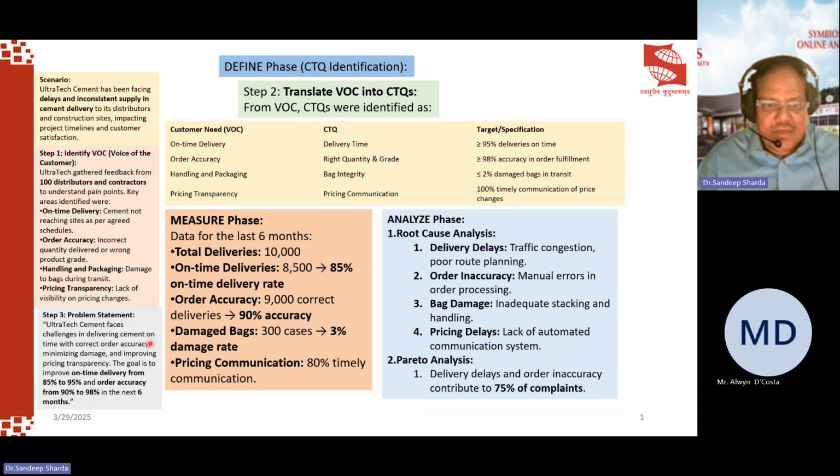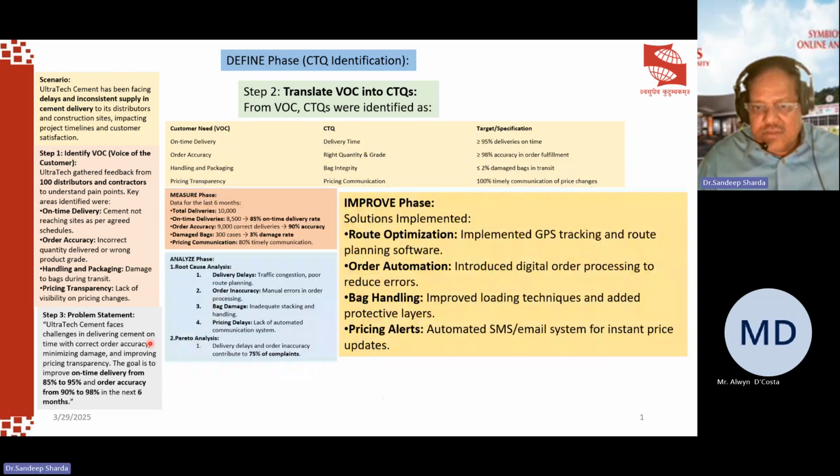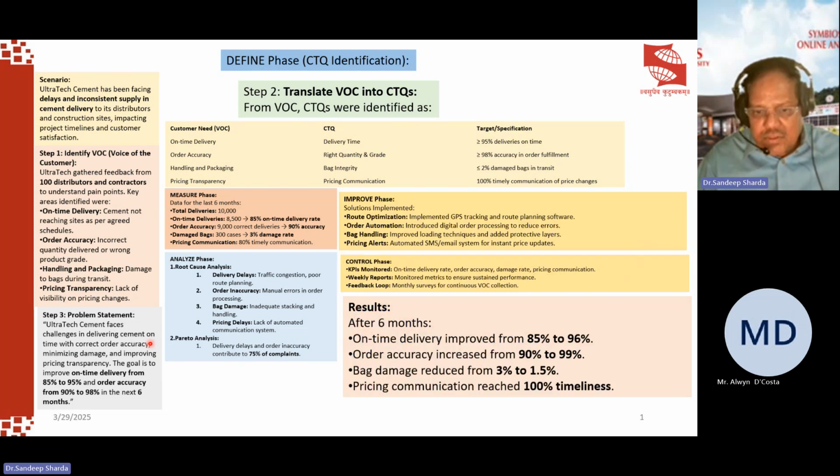Major phase, data from the last 6 months, and analyzing phase for the translation of the VOC into the CTQ. And the improvement phase, solution implementation: route optimization, order automation, bag handling, and pricing alert. So these are the necessary actions as far as the improvement phase is concerned for the defined problem. And then we are going to go there for the results.